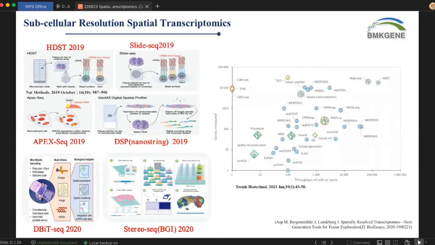And here I listed some technologies that are also spatial barcoding based technologies that were released just in these 2 years. What they are doing is also trying to get higher resolution and at the same time get more genes detected within a single area spot.